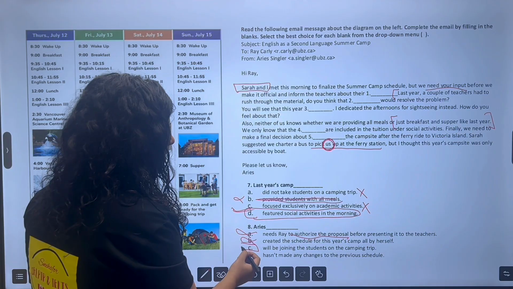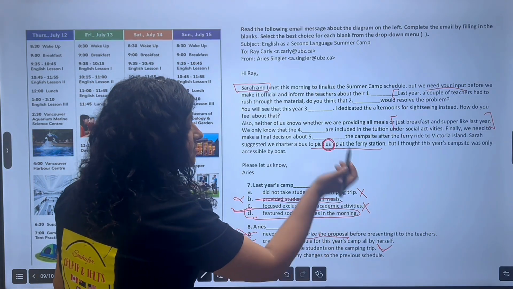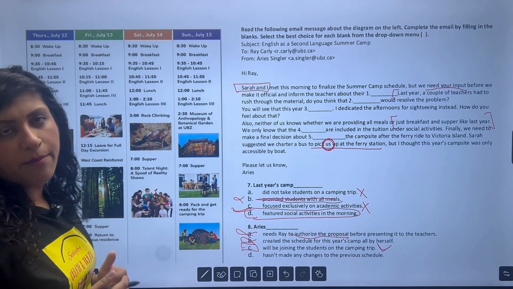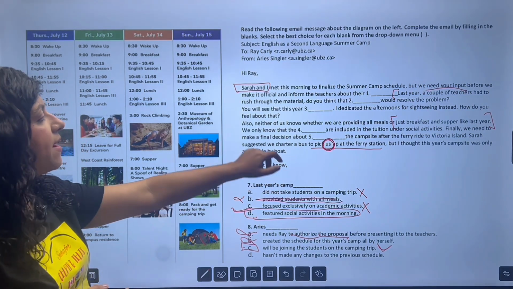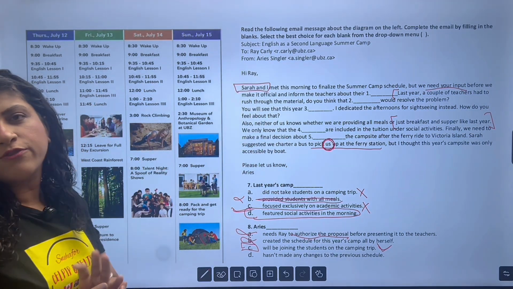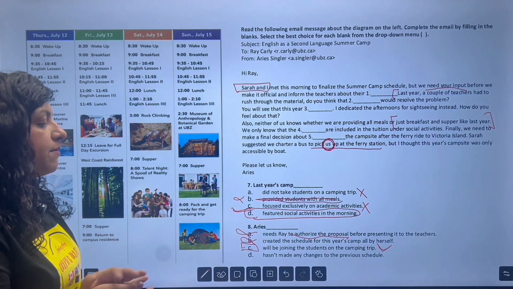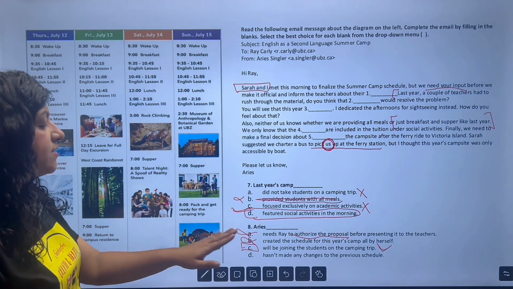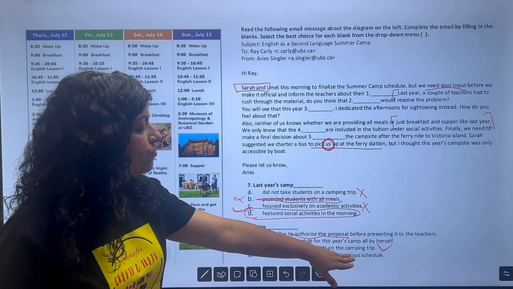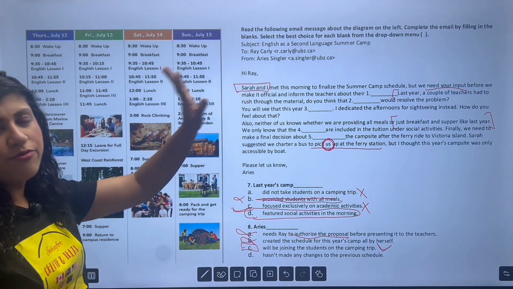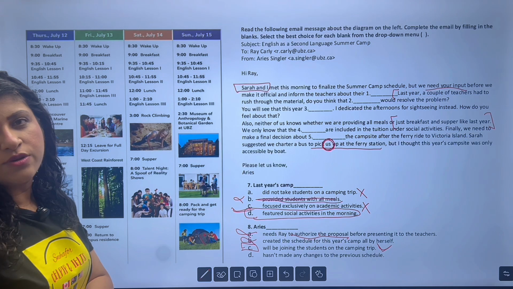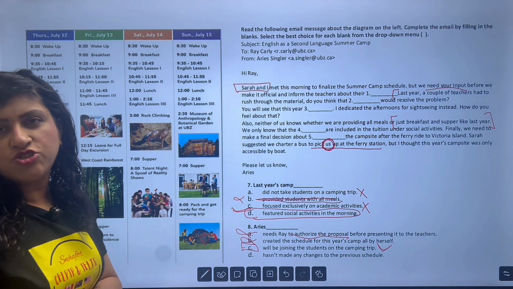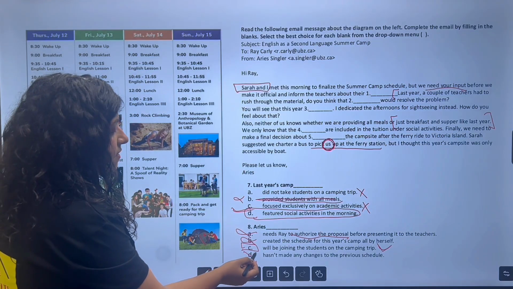So C would be the correct answer. This is the clue given over here, right? Just one word, pick us up. So that means Sarah and Aries, they both are definitely going on the trip. They will be joining the students on the trip. And if we say hasn't made any changes to the previous schedule, they have made changes to the previous schedule. Compared to last year, a number of things have been changed this year. So this cannot be our answer.